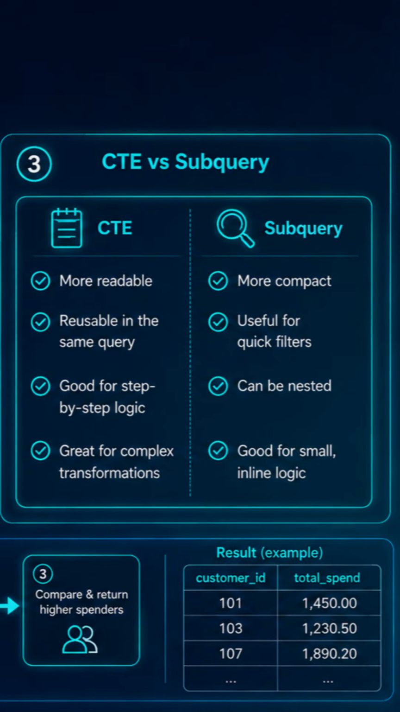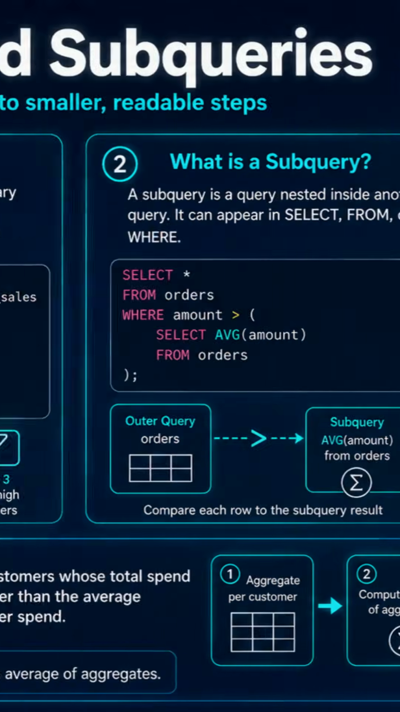Use a subquery when the logic is small and compact. It works great for quick filters or simple calculations inside the main query. In short, use CTEs for clean step-by-step logic, and use subqueries for simple inline logic.